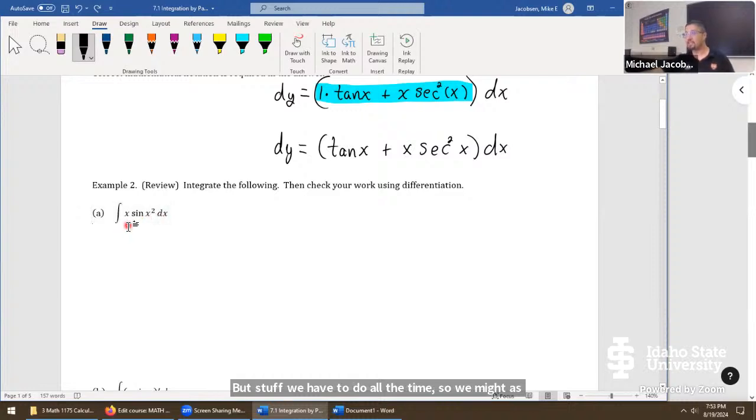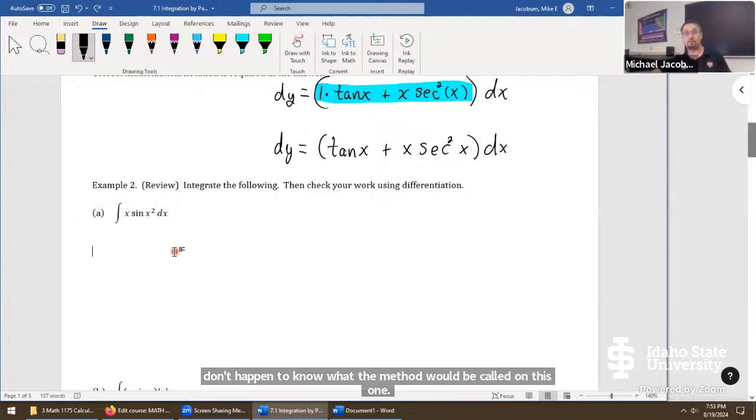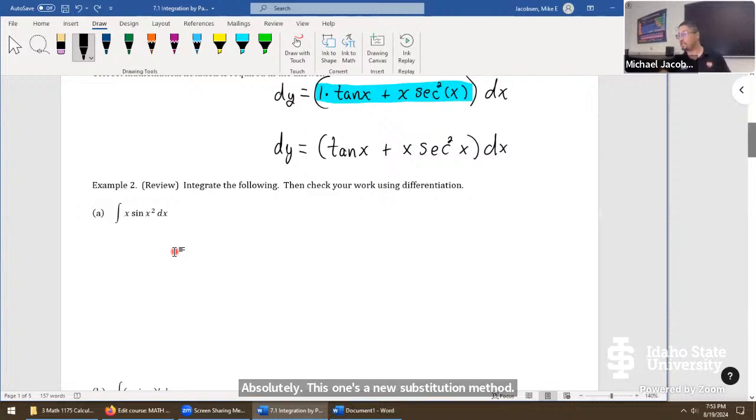In order to integrate this thing, I cannot integrate x and get an x squared over 2. I wouldn't even know how to begin integrating sine x squared. So the fact that there's two things multiplied together means we need a new method. I'm not trying to find a direct antiderivative any longer. Anyone happen to know what the method would be called on this one? Absolutely. This one's a u substitution method, where already you do have to make use of a differential.